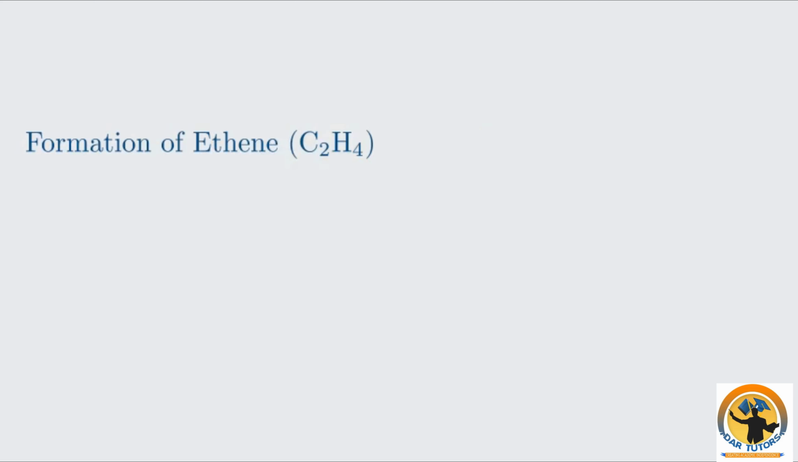One sp2 orbital from each carbon overlaps head-on to form a C-C sigma bond. The remaining sp2 orbitals on each carbon overlap with 1s orbitals from hydrogen atoms to form C-H sigma bonds. Then the two unhybridized 2p orbitals, which are parallel, overlap sideways to form a pi bond. So, the double bond in ethene consists of one sigma bond and one pi bond, and the sp2 hybridization explains the trigonal planar geometry around each carbon.